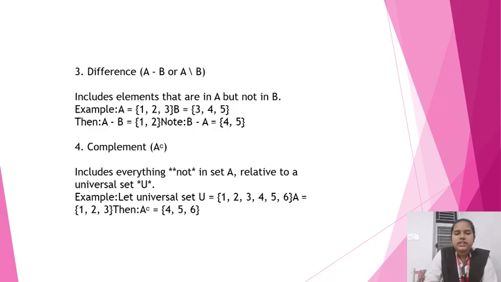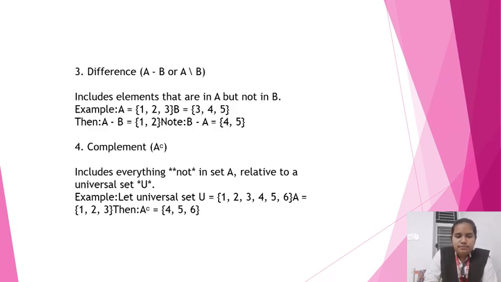And third one, difference. It is denoted by A minus B or A by B. It includes elements that are in A but not in B. For example, A equals 1, 2, 3 and B equals 3, 4, 5. Then A minus B equals 1, 2, and B minus A equals 4, 5.